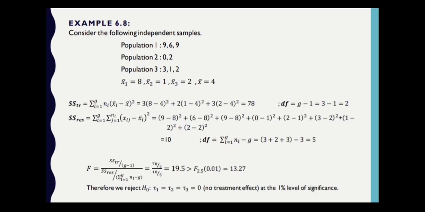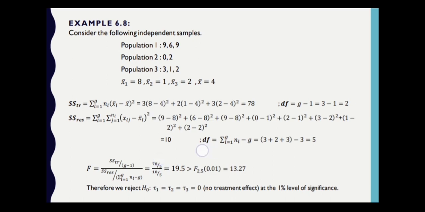You will get 13.27. So from here we can see that F statistic more than the value of 13.27. So kita reject H-not. So kita akan reject this hypothesis testing, ataupun you boleh gunakan p-value pun boleh. So what we can conclude from here, there is no treatment effect, ataupun you can say that there is no significant difference of the variable among 3 population ataupun 3 treatment.